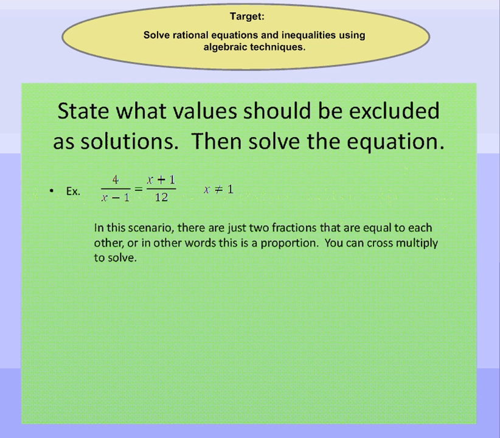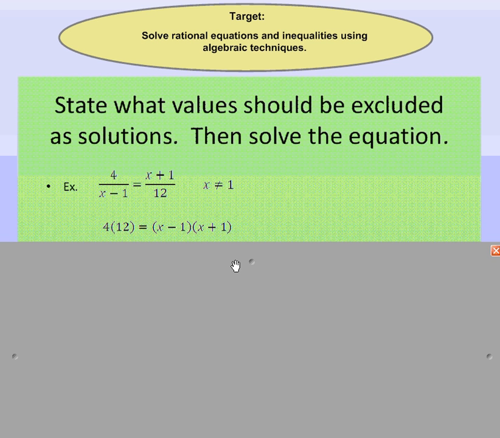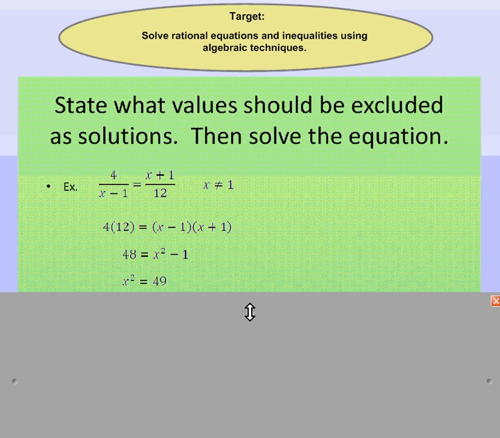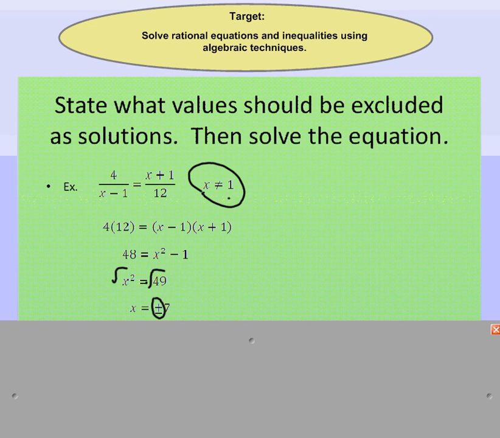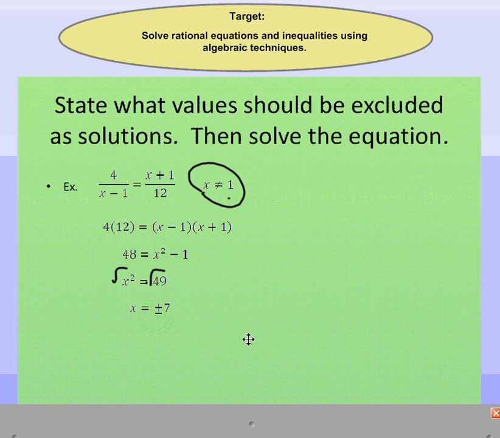We have these two fractions that are equal to one another. In other words, this is a proportion, and we're going to cross multiply to solve. When we cross multiply, the 4 gets multiplied by the 12, and the x minus 1 gets multiplied by the x plus 1. You would want to FOIL that. It is going to be 48 equals x squared minus 1. We only have an x squared term, so we can just add the 1 to both sides, then square root both sides. Do not forget when you square root to solve, you need a plus or minus. So our answers are plus and minus 7. Remind yourself, what values did we exclude? We excluded 1. Plus and minus 7 is not 1, so plus or minus 7 are our solutions. Nothing needs to be excluded.